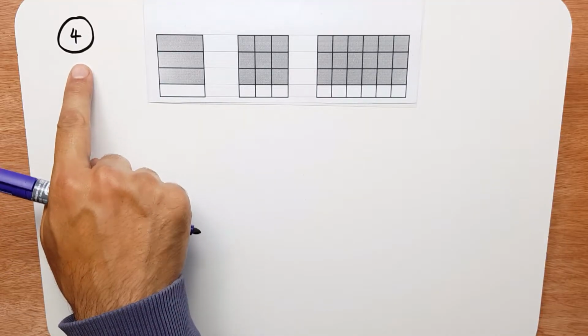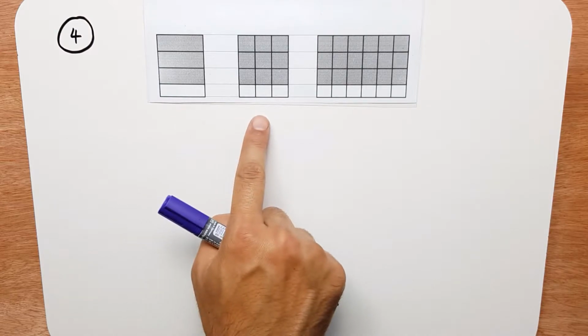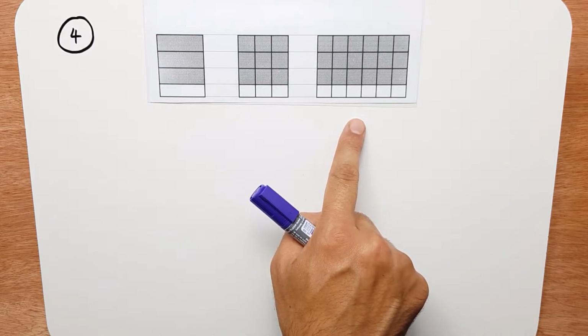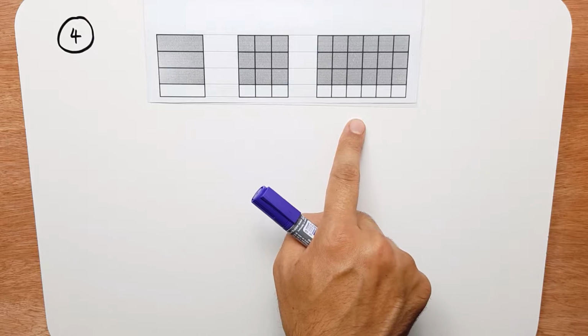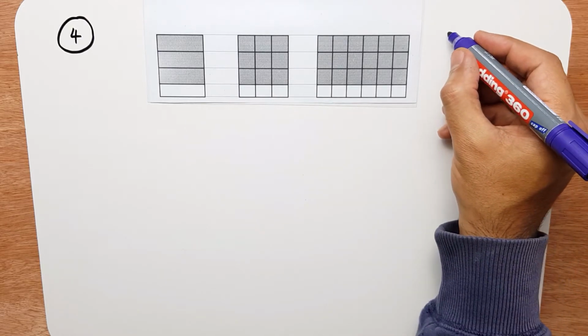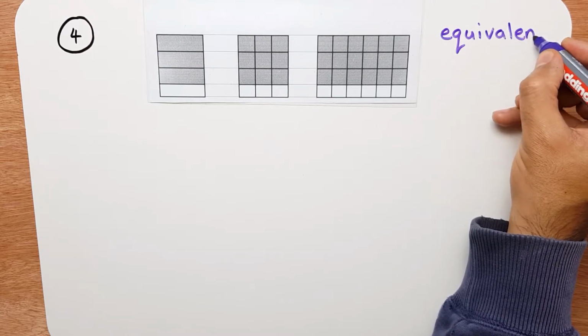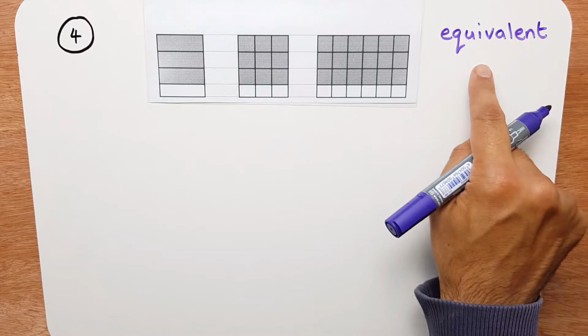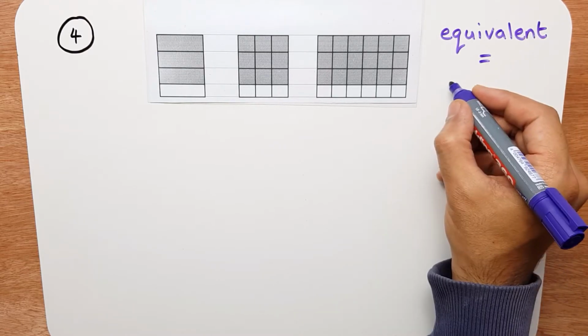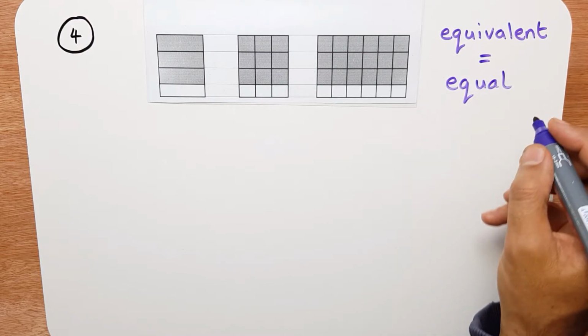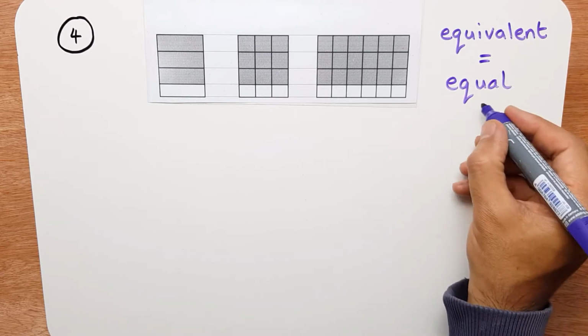In question 4, we're given 3 diagrams, 1, 2, 3, and we're told that they are equivalent. So let's write the word equivalent down. And that simply means equal or the same as.